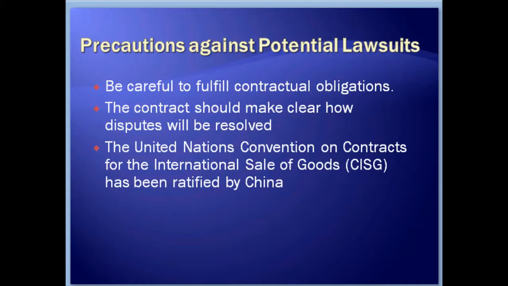The third strategy is that the United Nations Convention on Contracts for the International Sale of Goods has been ratified by China. This is a very good strategy to use. The convention is now usable within the Chinese legal system, which means this convention's framework may often be as good a choice as Chinese contract law, or even better, because it's more internationally accepted.